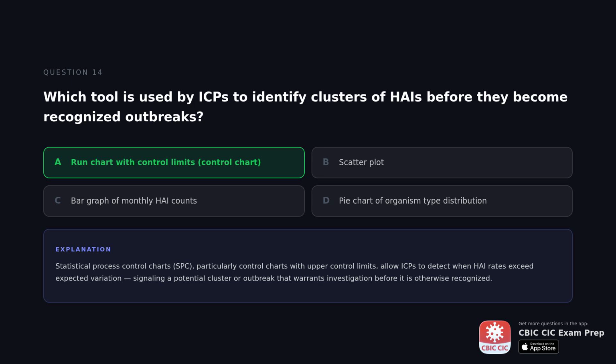The correct answer is run chart with control limits, control chart. Statistical process control charts, SPC, particularly control charts with upper control limits, allow ICPs to detect when HAI rates exceed expected variation, signaling a potential cluster or outbreak that warrants investigation before it is otherwise recognized.